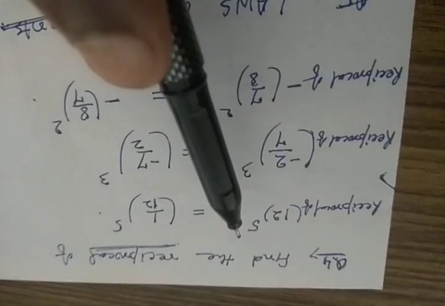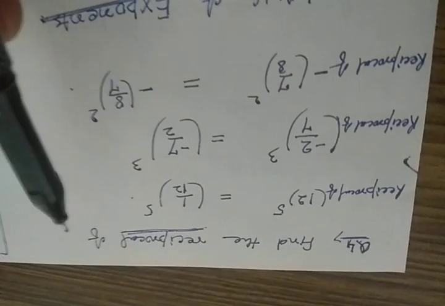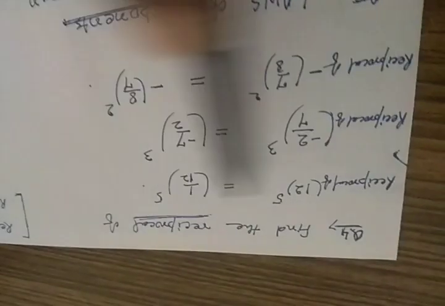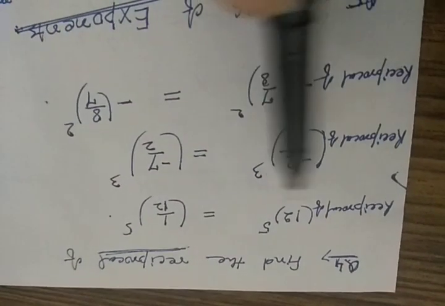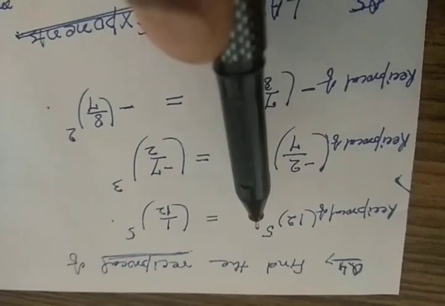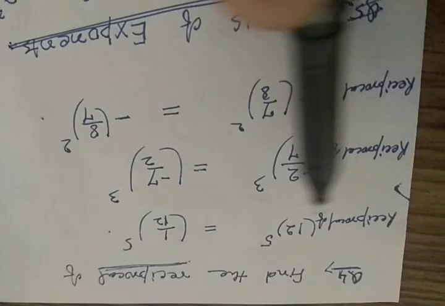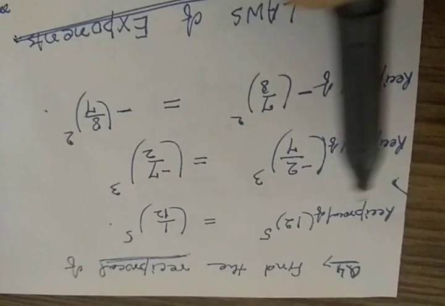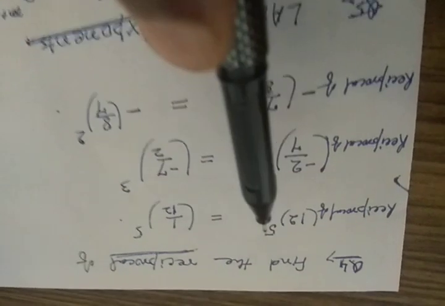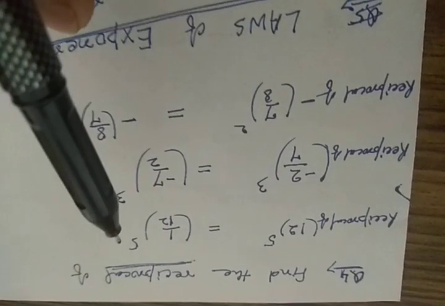Now come to here. The question was: find the reciprocal of 12 to the power 5. Whenever you write your answer, you should mention it clearly: reciprocal of 12 to the power 5. Is it clear? You must mention it so that it is more clear. The reciprocal of 12 to the power 5 should be 1 by 12 to the power 5.